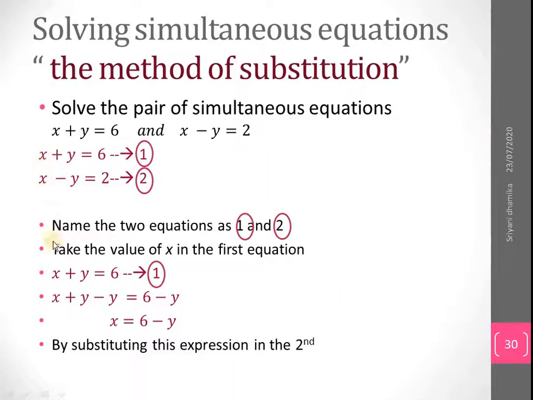Next step is to take the value of x in the first equation. To take the value of x, we have to remove this y from this side. Here x plus y equals 6. So to take the value of x, remove this y, that means do the inverse mathematical operation. Positive y, so subtract y from both sides. Then this can be cancelled. So x equals 6 minus y.